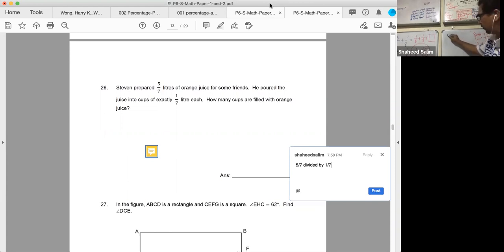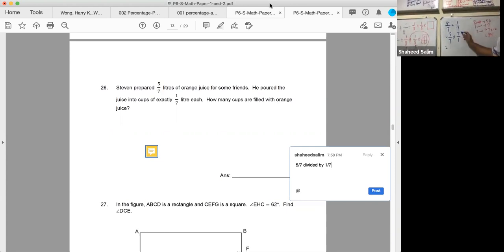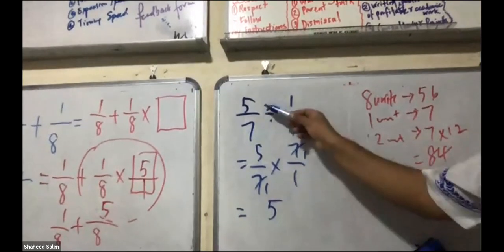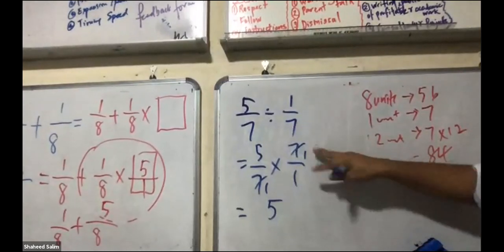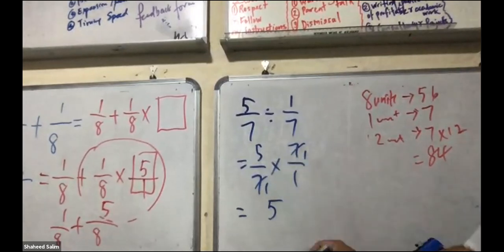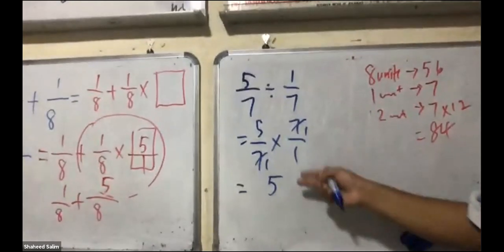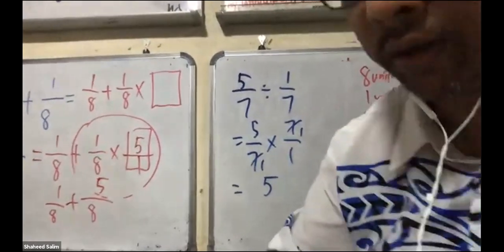You can see the screen, right? 5 over 7 divided by 1 over 7 equals 5 over 7 times 7 over 1. Right? So down here, you can divide and you get 5. All right? I'll show you again. 5 over 7 divided by 1 over 7. Do the flip. And then you can divide 7 by 7, 7 by 7. 5 times 1, 5. And then the bottom part, you can leave it alone because 1 times 1 is 1.